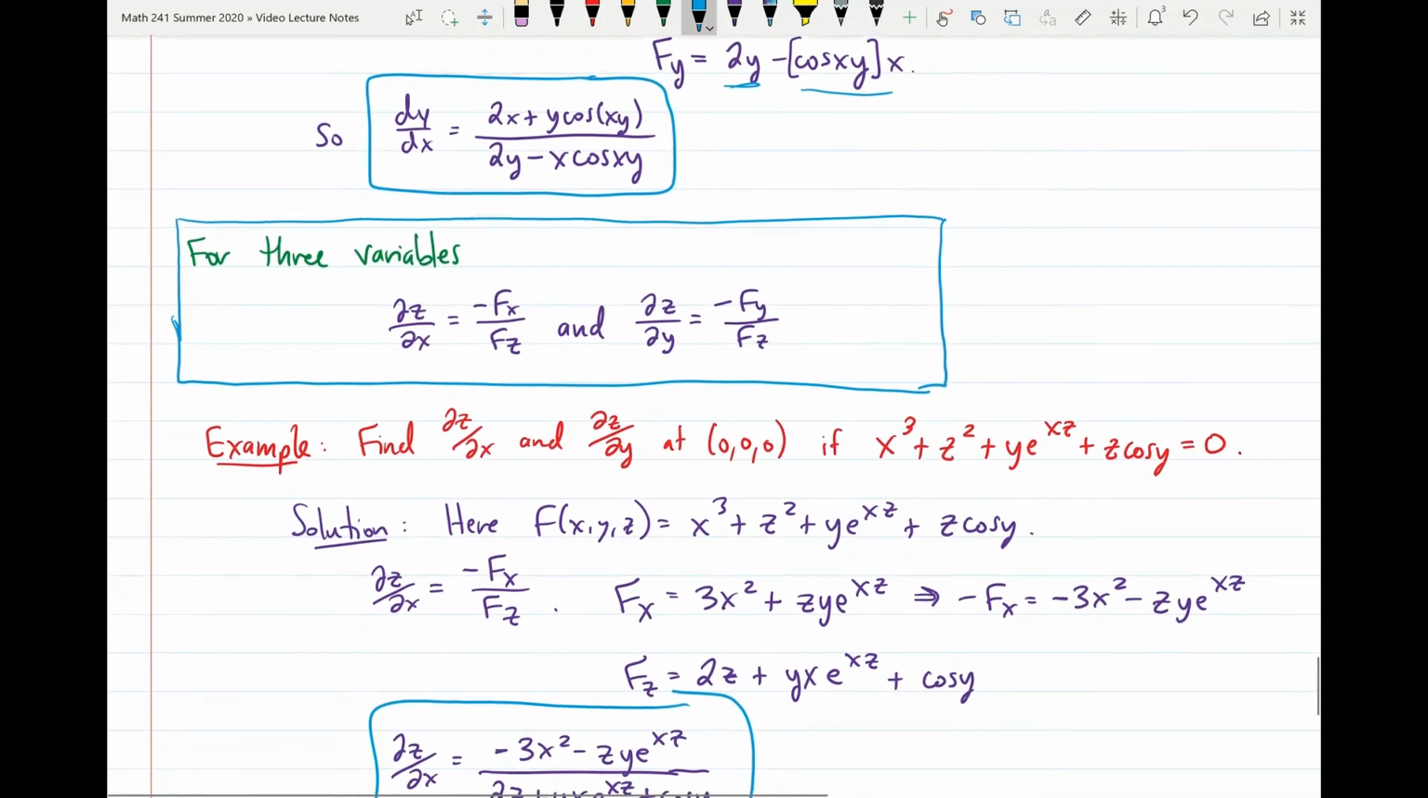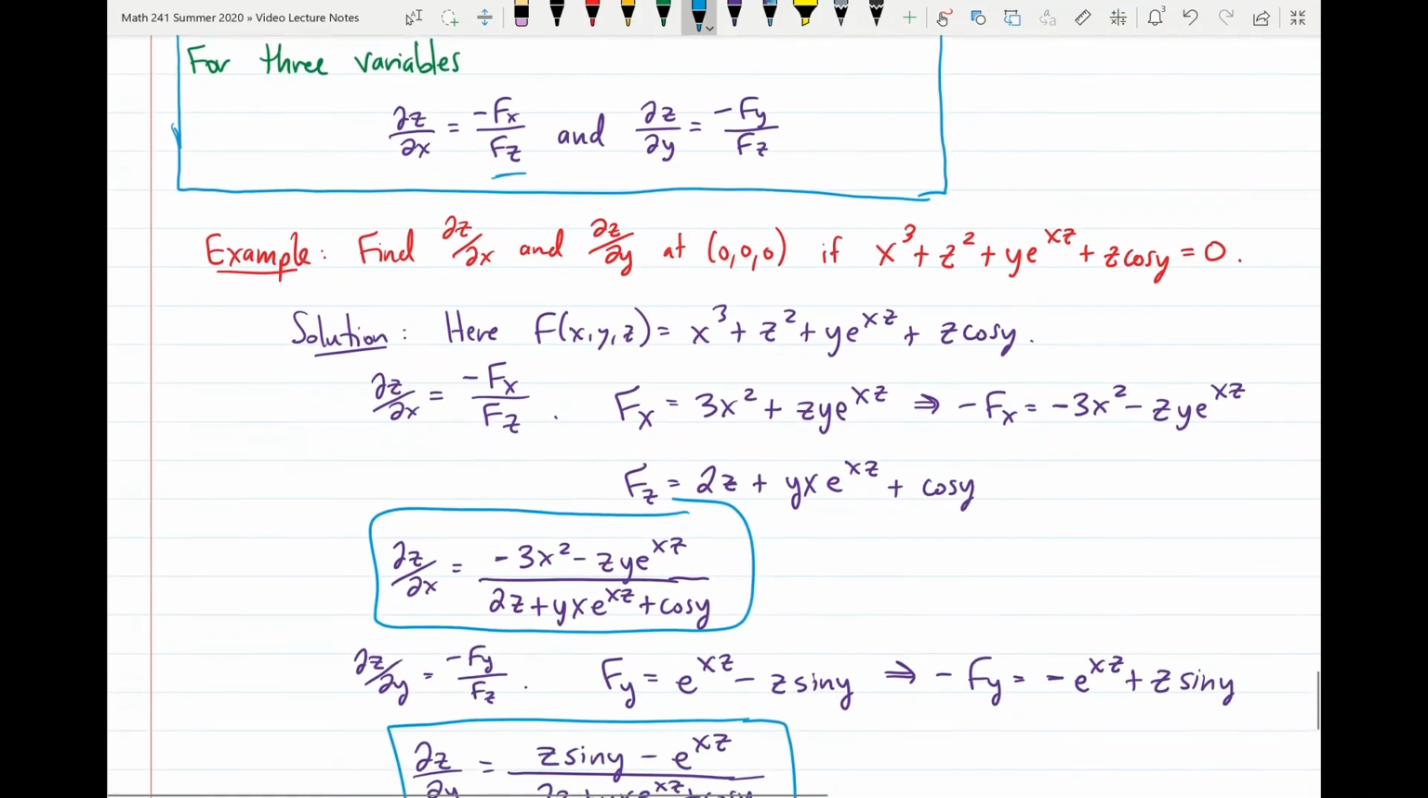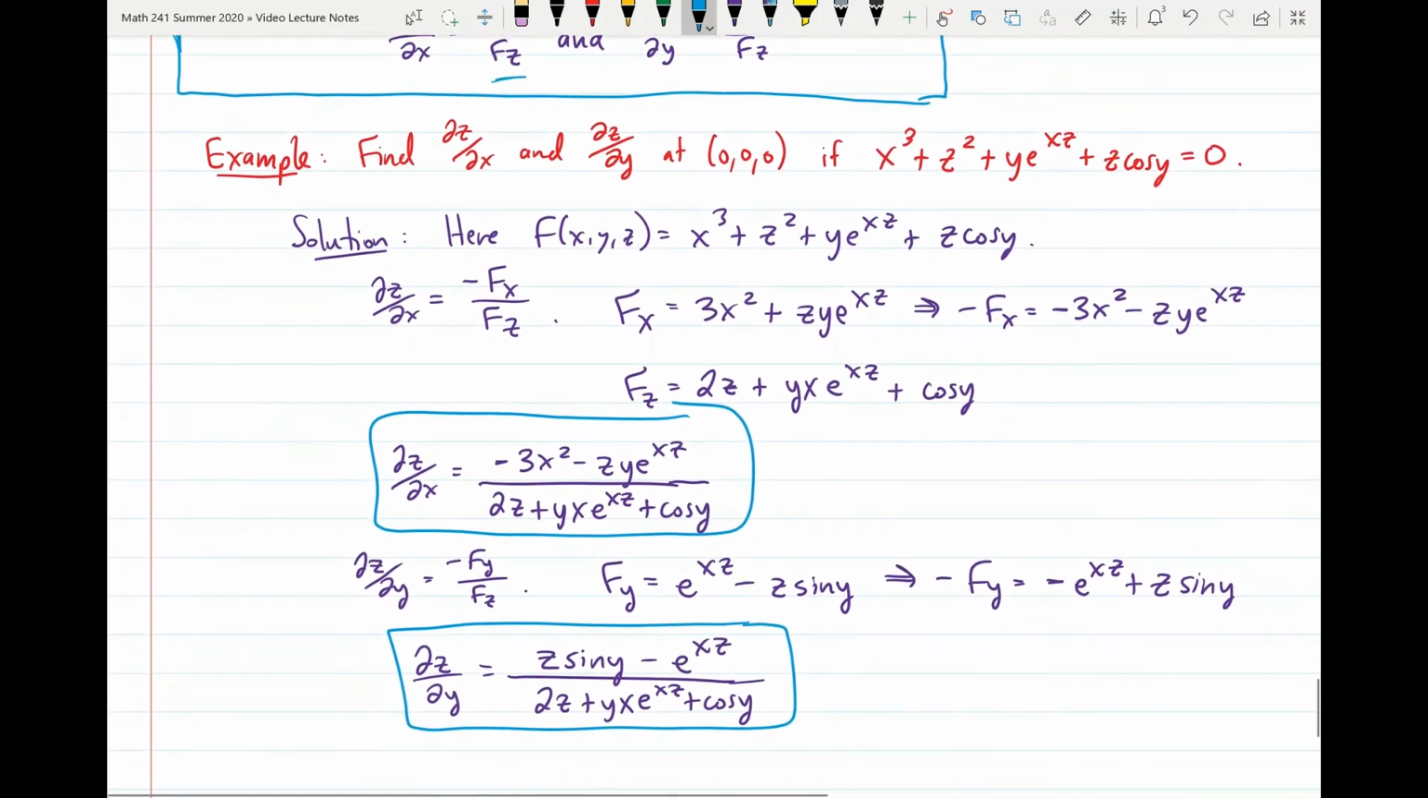And now for three variables, we can generalize this result. So if we have three different variables, x, y, and z, then the partial derivative of z with respect to x is going to be negative the partial derivative of f with respect to x divided by the partial derivative of f with respect to z. And the partial derivative of z with respect to y is going to be negative f sub y divided by f sub z. And again, let's do an example here.